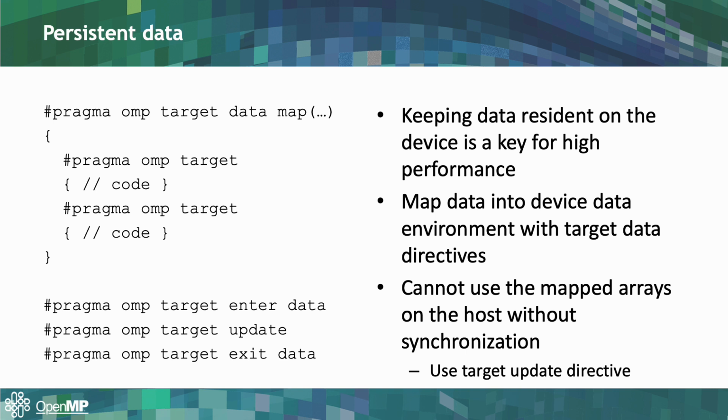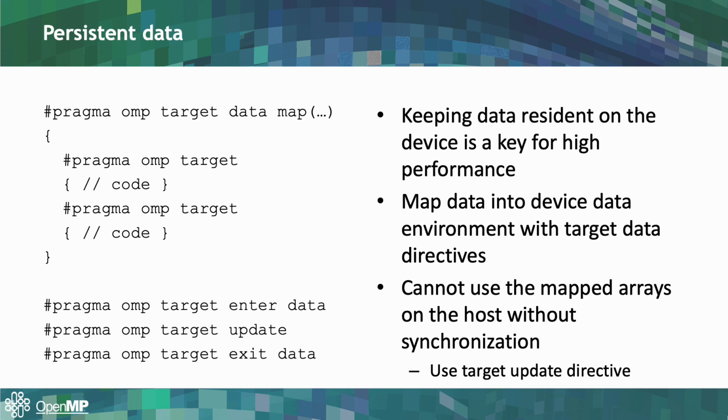So if we're shuffling data around between the host and the device for every target region that gets encountered, then our performance is going to suffer. So a key for high performance is to keep the data resident on the device. So essentially, put our data in the right place and do all the computation on there for as long as possible before we move it somewhere else. Essentially, the computation is cheap, the moving of the data is expensive. And for that, OpenMP provides us two approaches. One is much more structured and one is a bit more unstructured. So the structured approach is the target data directive, pragma omp target data.